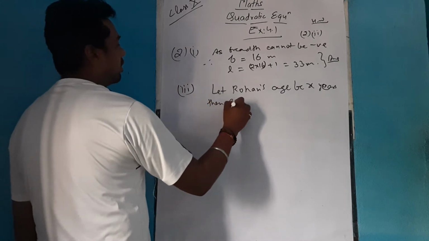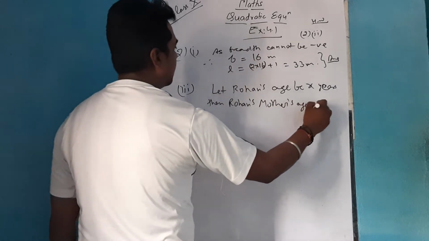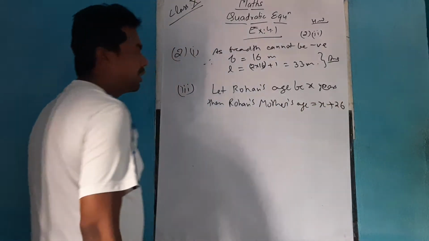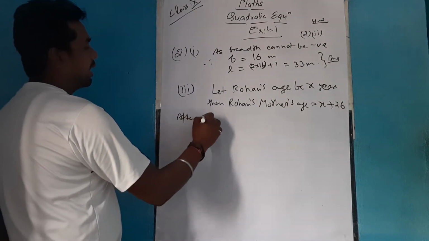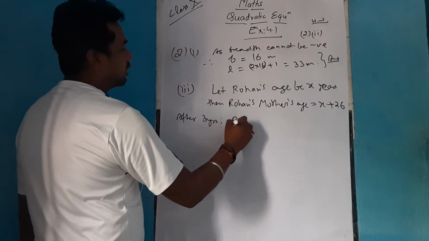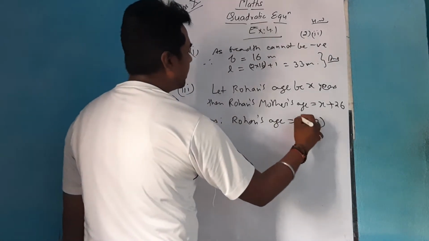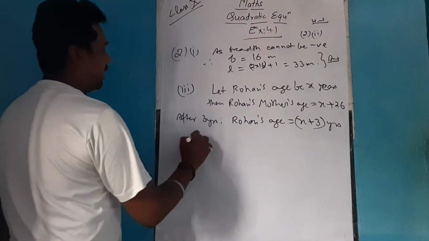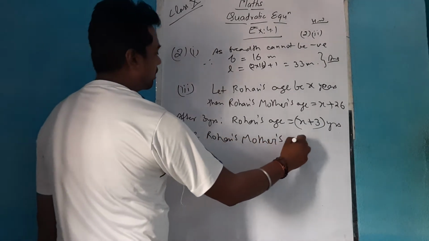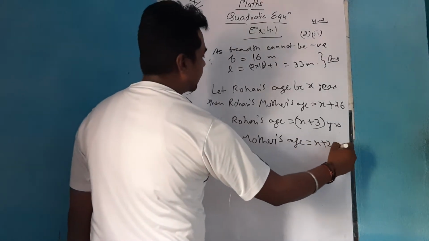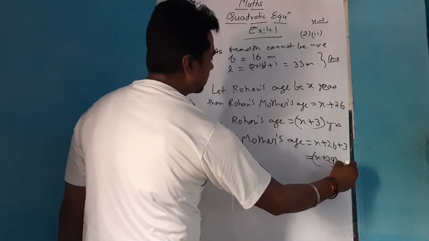then Rohan's mother's age will be, as she is 26 years older than Rohan, x plus 26. Now it's given that after 3 years both their ages will be increased by 3. So Rohan's age after 3 years will be x plus 3 years, and Rohan's mother's age will be x plus 26 plus 3, that becomes x plus 29 years.